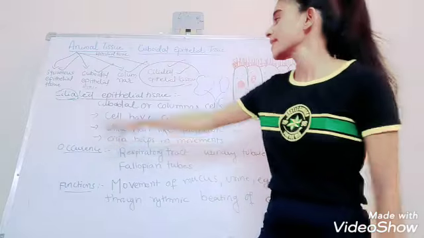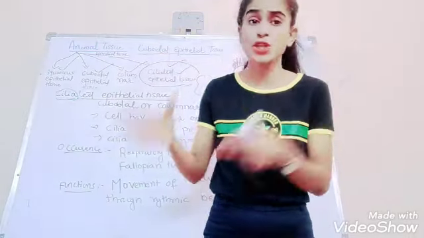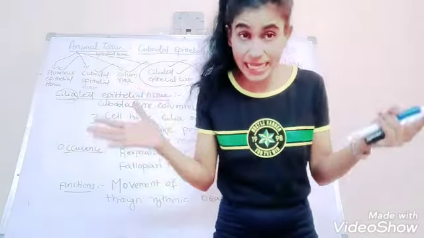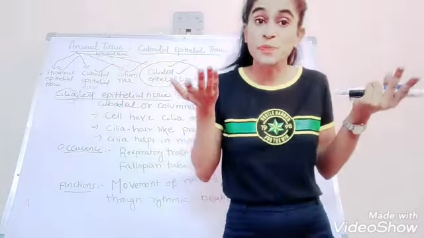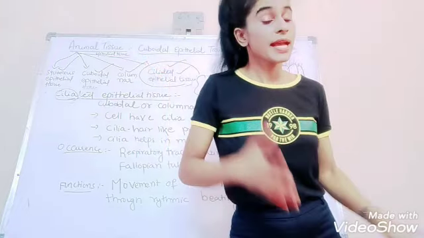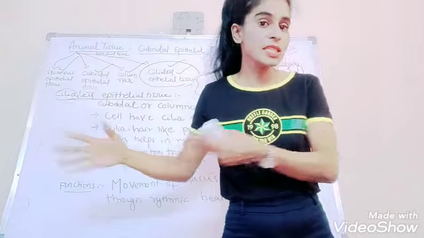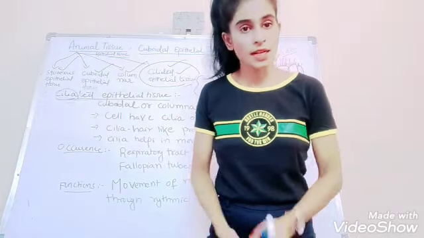Understood, dear children? Ciliated epithelial tissue is made up of columnar cells or cuboidal cells, and these cells have cilia, meaning hair-like projections which help in movement. Mainly found in your respiratory tract, kidney tubules and fallopian tubules. It helps in the movement of the mucus in the respiratory tract, urine in the kidney tubules and the egg in the fallopian tubules. Understood?